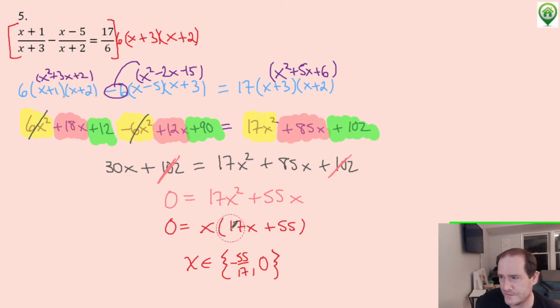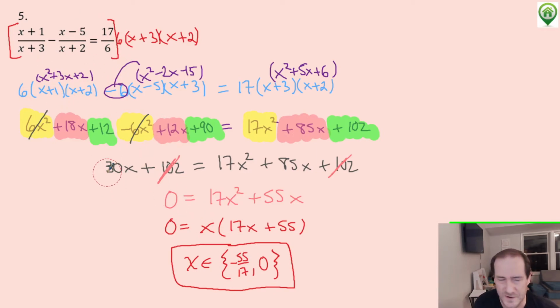And neither one of those is extraneous? Nope. So that's it. I don't feel super good about 55/17, but I'm sure it's right. Right. Maybe we could double check that one.